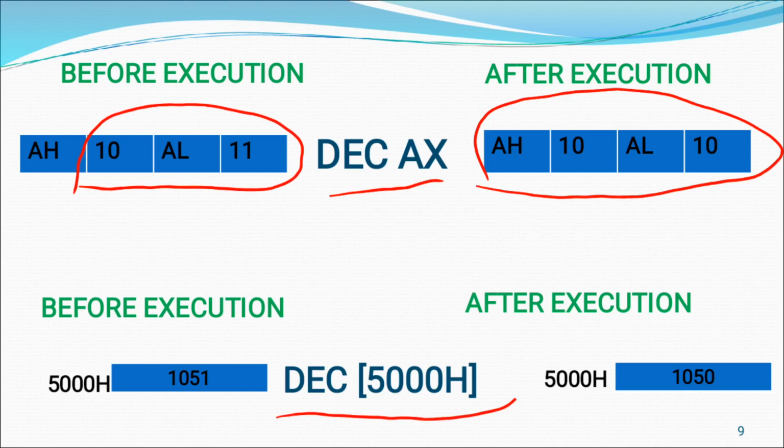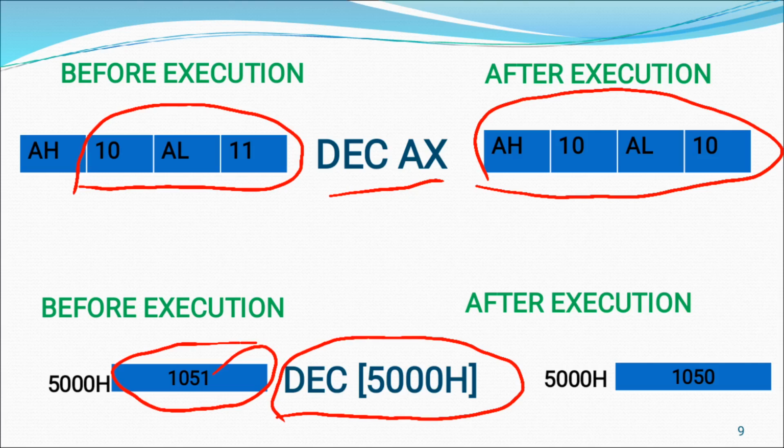Let us take a second example, DEC with square brackets 5000. 5000 is a memory location. The content of memory location 5000 will be 1051 before the execution. After the execution, if we subtract 1 from 1051, the result will be 1050. So decrement means subtract 1 from the content. That's all, a simple concept. That's all about decrement.